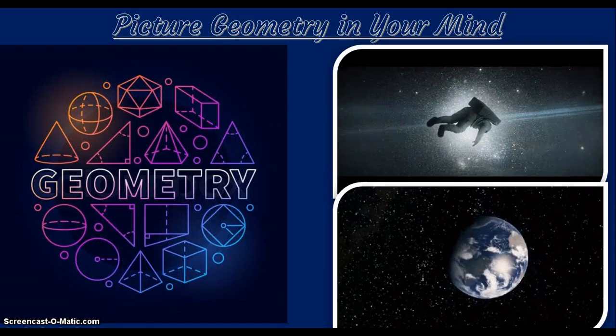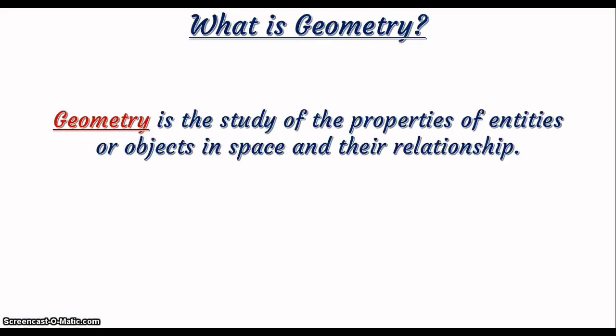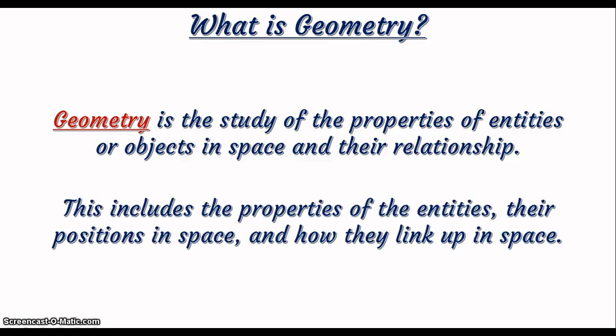Again, here we have space. So with this, what is geometry? It's very simple. Geometry is the study of the properties of entities or objects in space and their relationship. And by the way, this includes the properties of the entities. And when we say entities, please, we're referring to the geometric shapes. Objects could be 2D, it could be 3D, it could be regular, it could be irregular. Generally, we call them entities, okay? So geometry includes the properties of those entities, their positions in space, and how they link up in space.